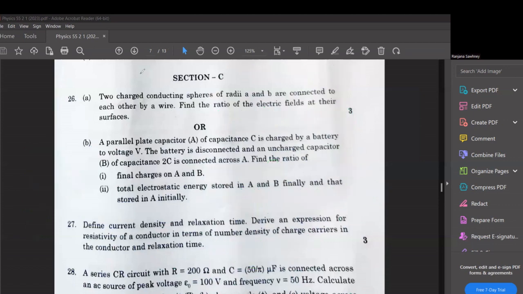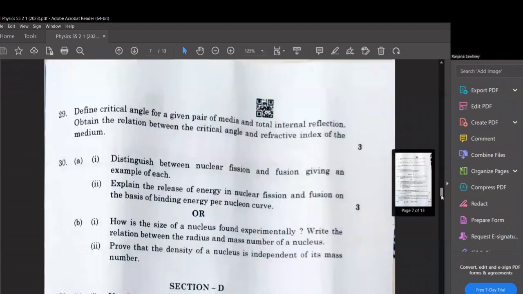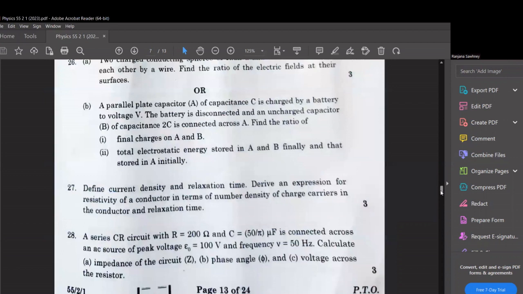Question number 28, which is from alternating current. It was a very simple question. It's a CR circuit, and in case of a CR circuit, all these values are given. And the first part, A part, we have to find out.